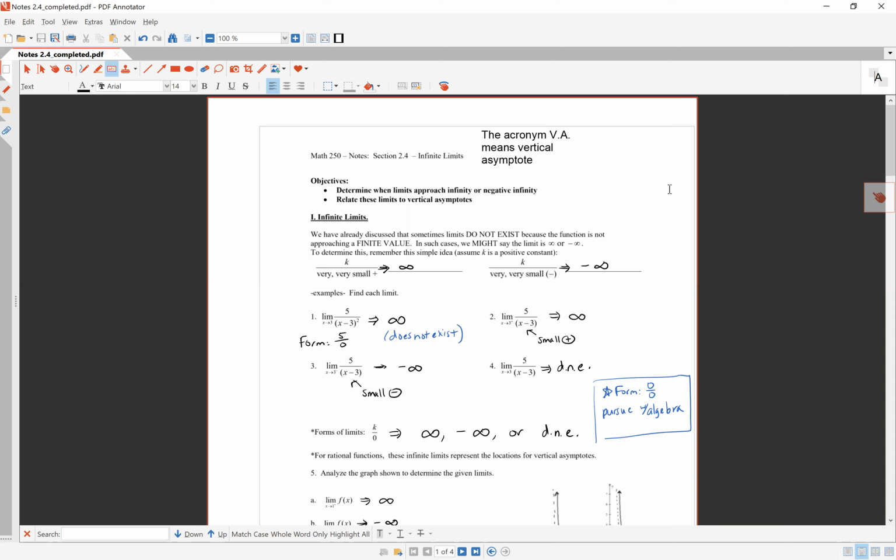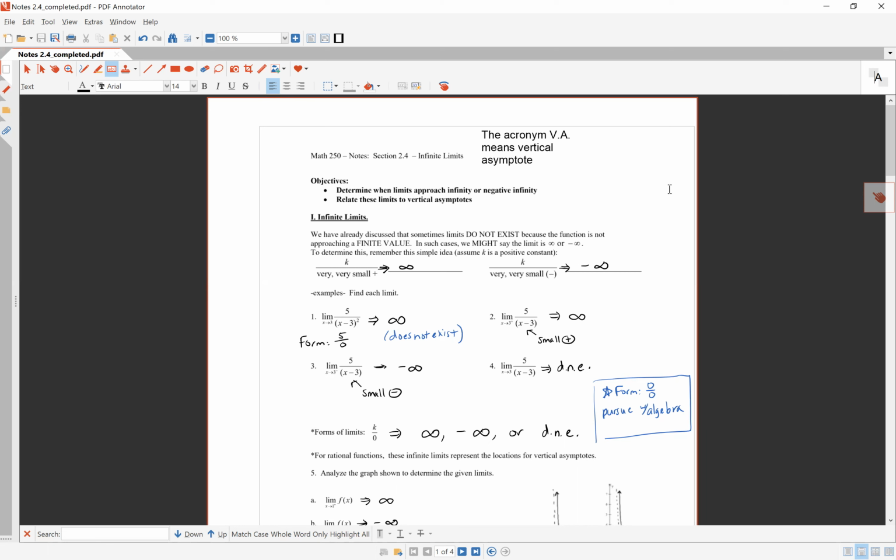Okay, so a limit exists if a function approaches a finite value, but it's also possible that the limit is going to approach infinity or negative infinity. And that occurs when we're dividing a constant by zero. So let's say we're graphing k over x. And as x gets really close to zero, the function is either going to go down towards negative infinity or up towards positive infinity.